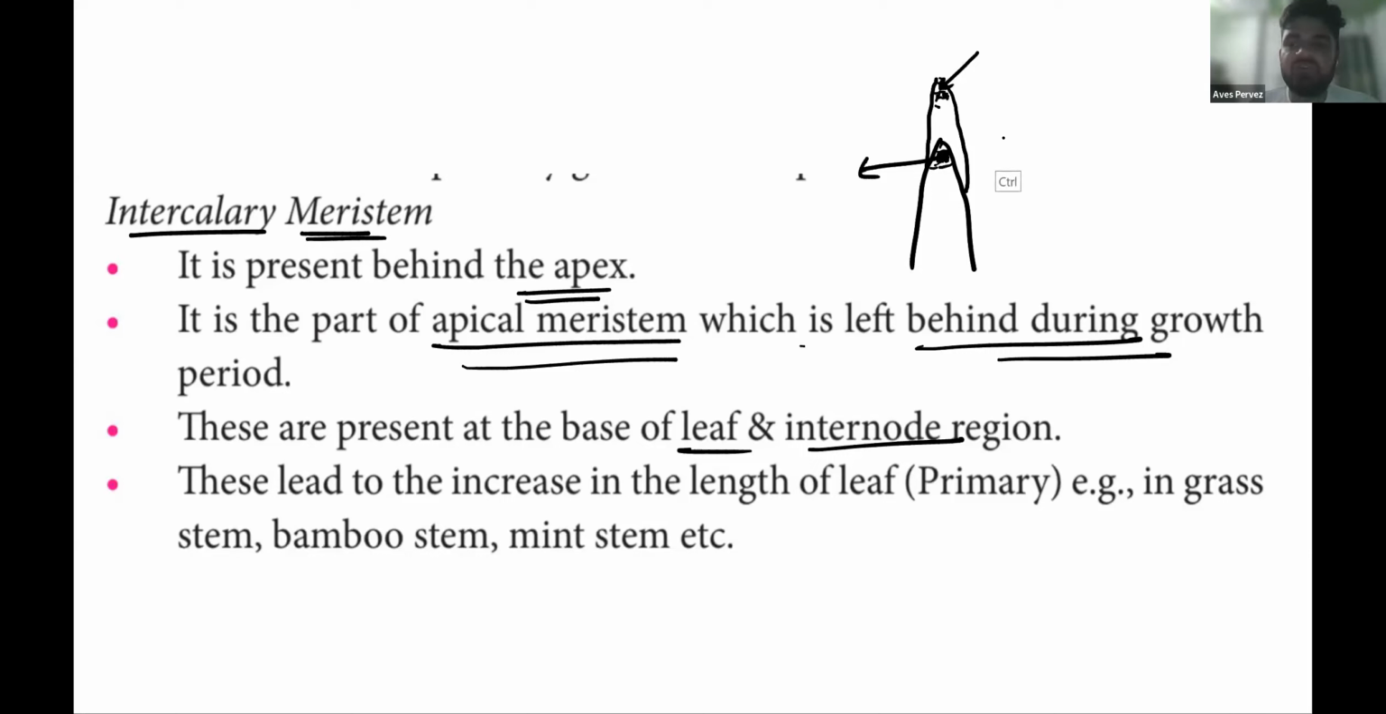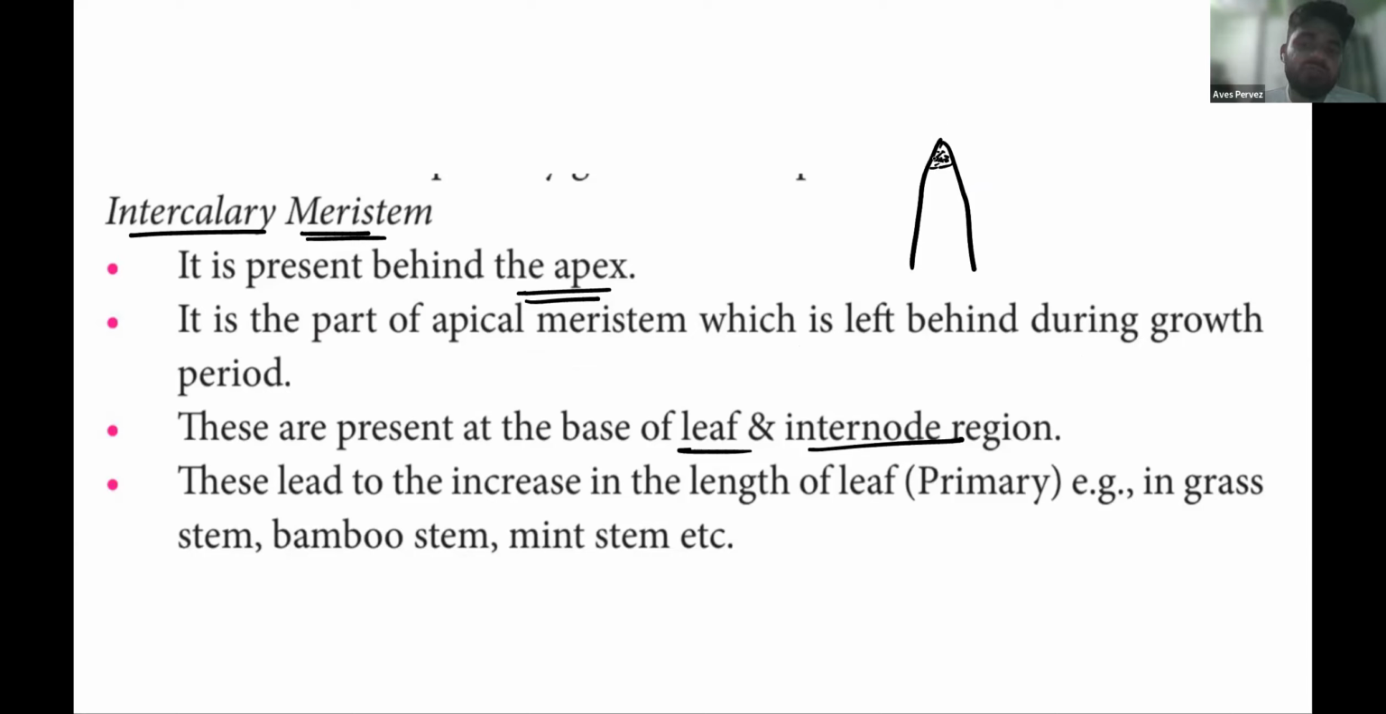If I explain one more time, let's suppose this is the apical meristematic tissue right now, but when the height of the plant increases, now this is the apical meristematic tissue because the height is now this one. That is the tip. Now the tip has become this one, so this will become the intercalary. So we can say that it is a part of the apical meristematic tissue.